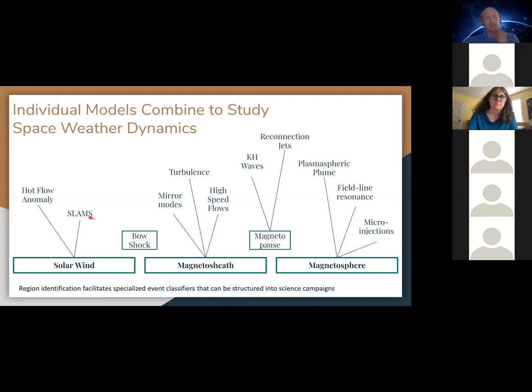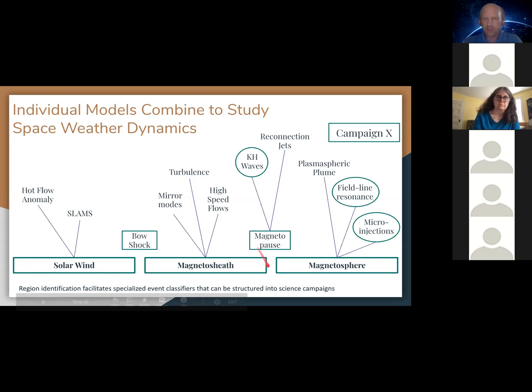So once we build up this infrastructure of event detectors, we can start pairing them up to build science campaigns. A few studies from MMS have shown that microinjections, or very, very short bursty intervals of high energy particles, are associated with low frequency wave activity in the form of field line resonances. And that those field line resonances are associated with Kelvin-Helmholtz waves at the magnetopause.